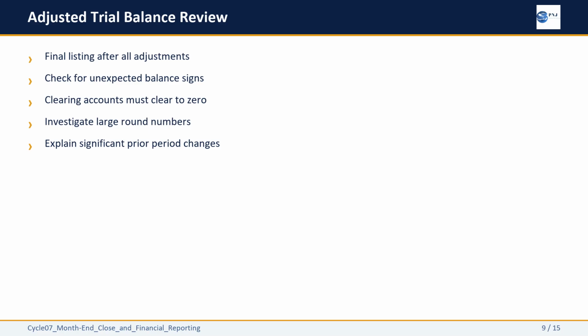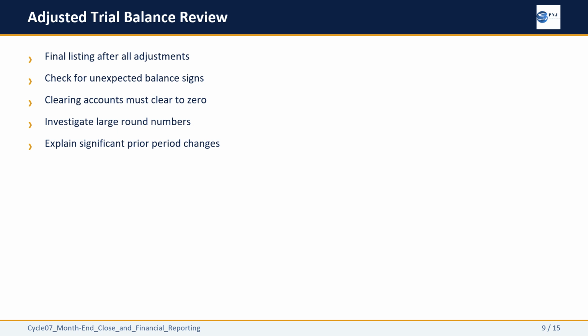The adjusted trial balance is the final listing of every account balance after all closing entries, accruals, and adjustments are posted. It is the source document from which the financial statements are built, so the controller reviews it carefully. What is the controller looking for?